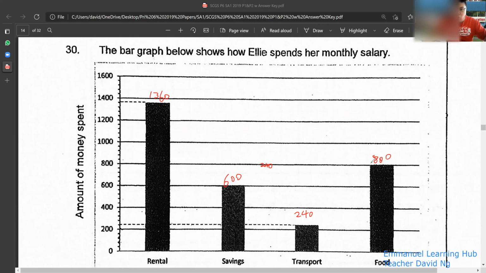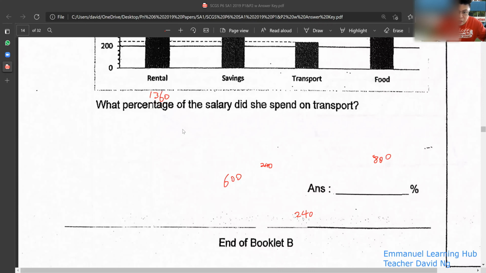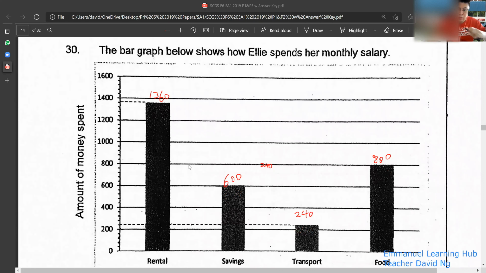Okay, the question is asking for the percentage of the salary she spent on transport, right? Correct. So her total salary, you add all this together, is 3,000.